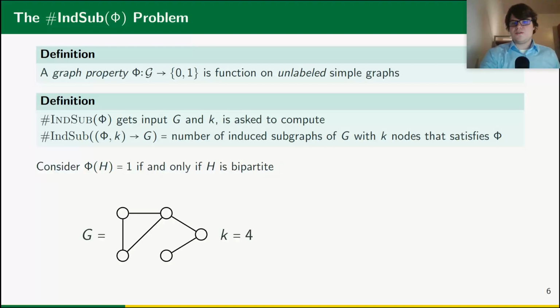So let me give you a quick example. Consider the graph property of being bipartite and the following graph G and the number k is equal to 4. In this case, we look at all induced subgraphs of size 4 and see if they are bipartite or not. And if you see, in this case, there are exactly 3 bipartite induced subgraphs of size 4, meaning that here the answer is exactly 3.